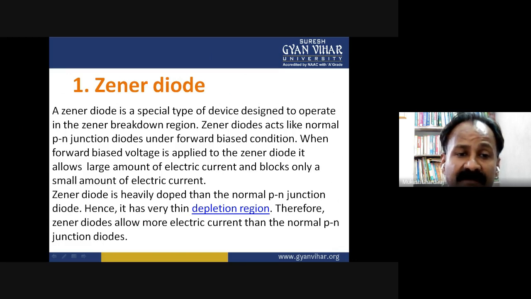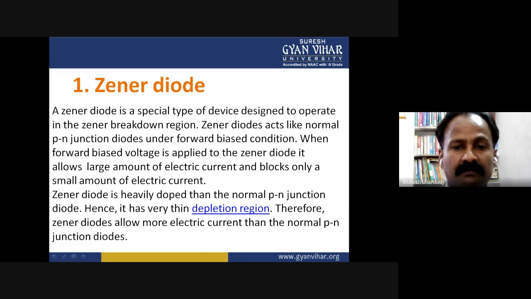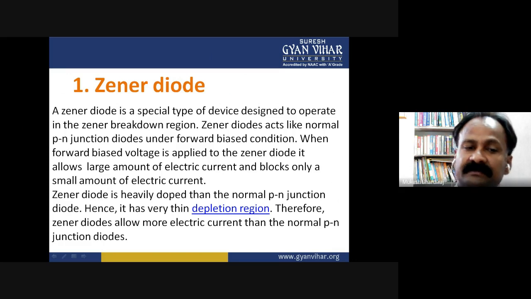Zener diode is heavily doped. This is the difference. A heavily doped PN junction diode is known as the Zener diode. Hence, it has a very thin depletion region. Therefore, Zener diodes allow more electric current than the normal PN junction diode. So, the concept is very much the same.